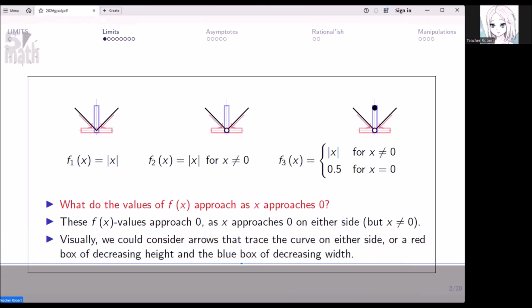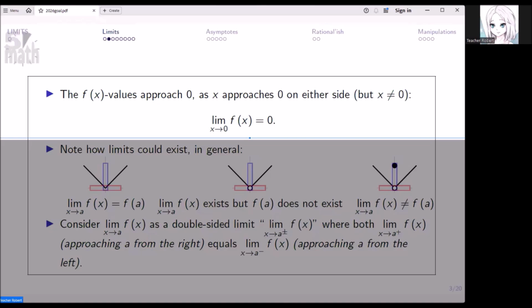Visually, we can consider arrows that trace the curve on either side, or a red box of decreasing height and the blue box of decreasing width. The f of x values approach 0 as x approaches 0 on either side, but x is not equal to 0. Limit as x approaches 0 of f of x equals 0.